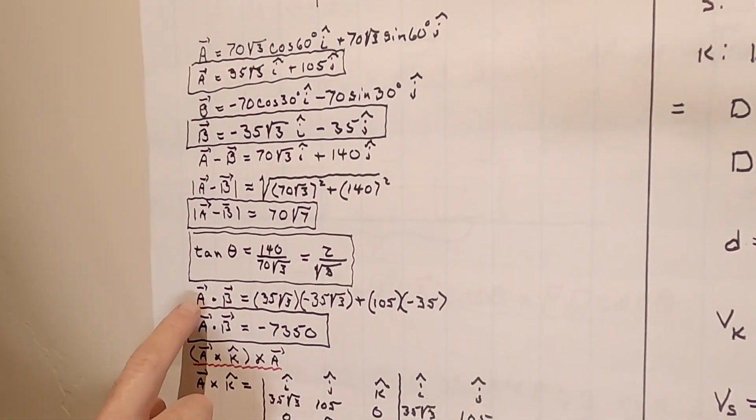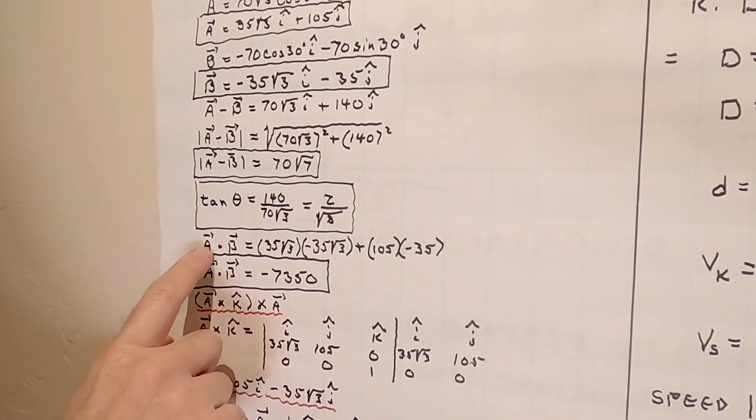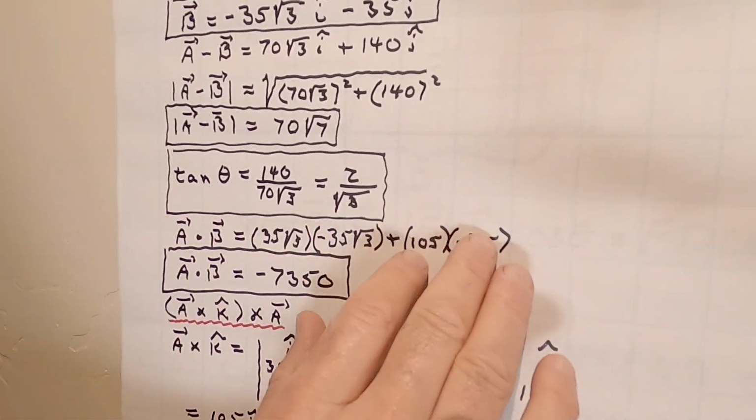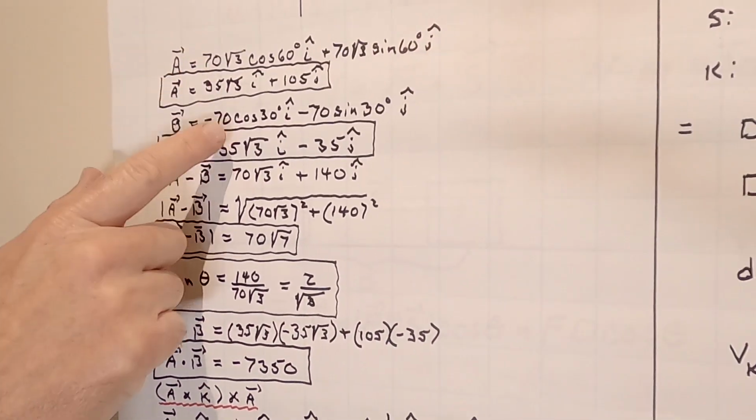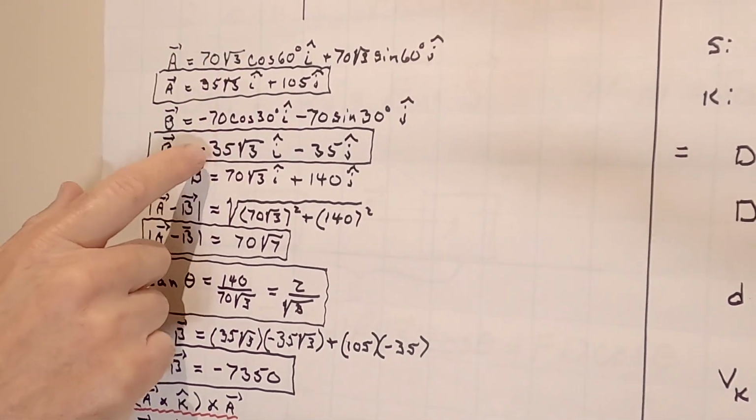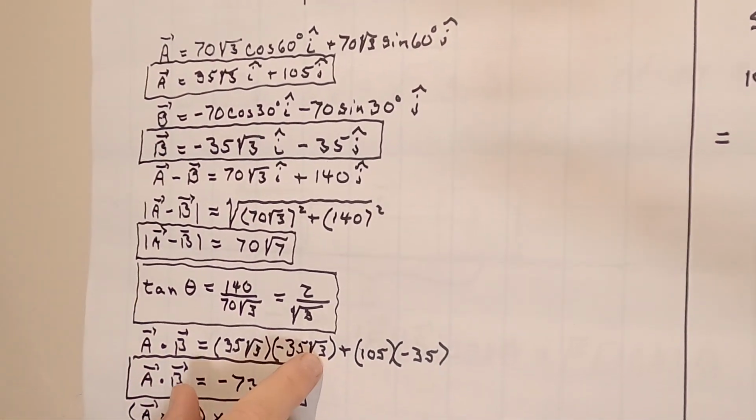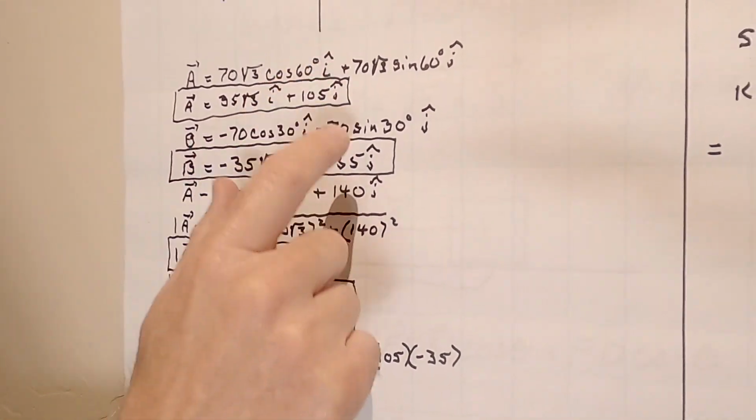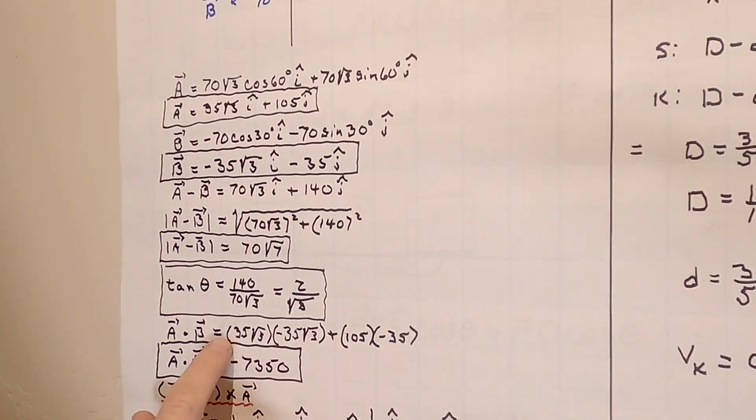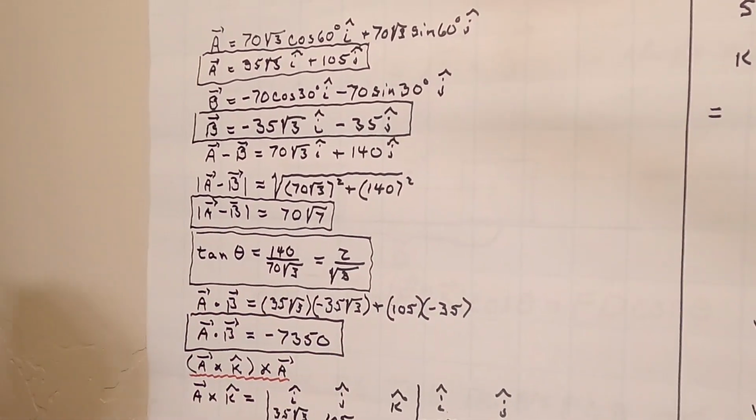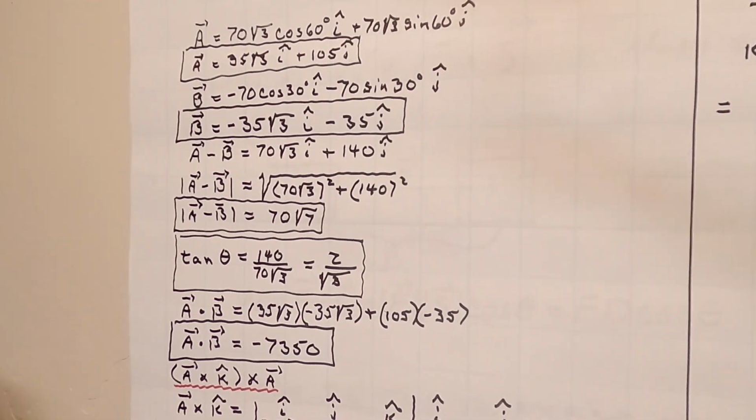We wanted to also ask for the dot product. The dot product of A dot B should not have any i's and j's. It's just this number times this: 35 square root of 3 times minus 35 square root of 3, plus 105 times minus 35. Plug all that in, you get minus 7,350.